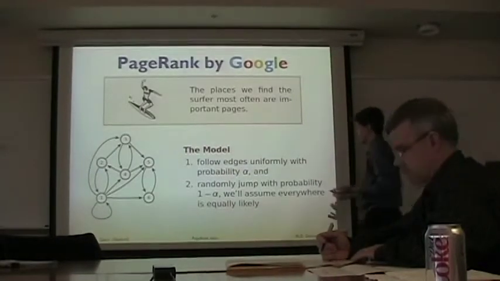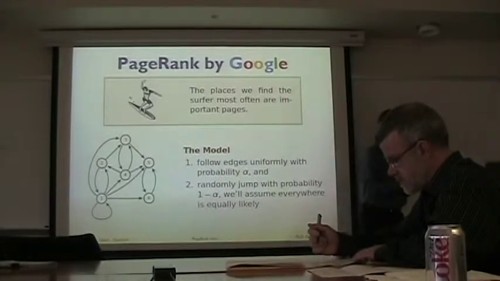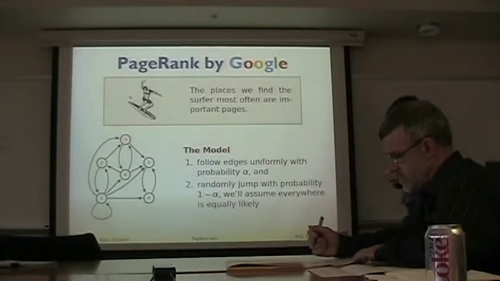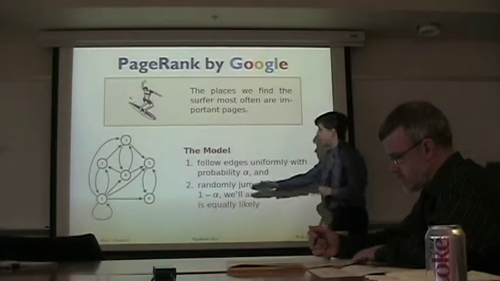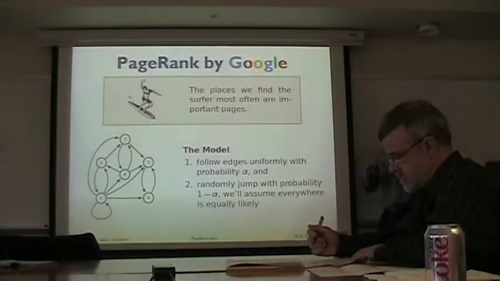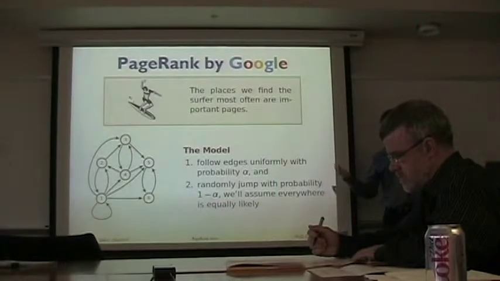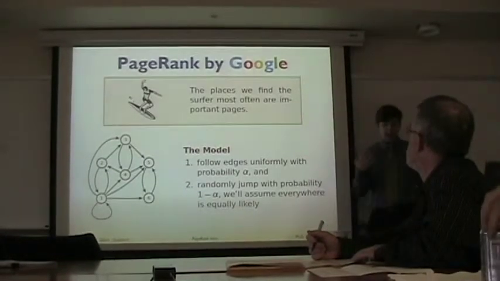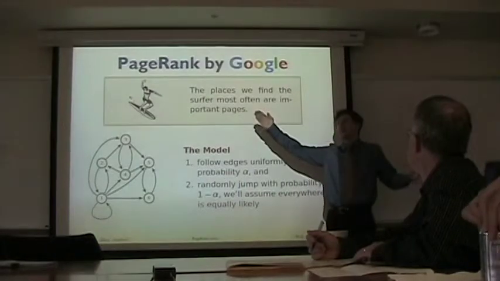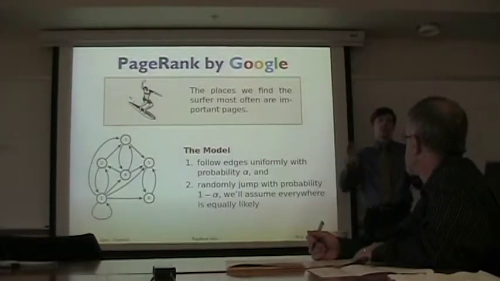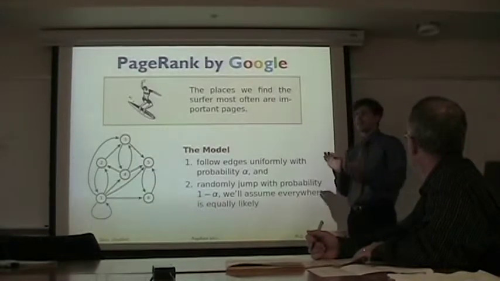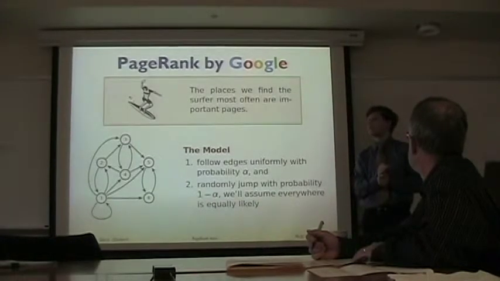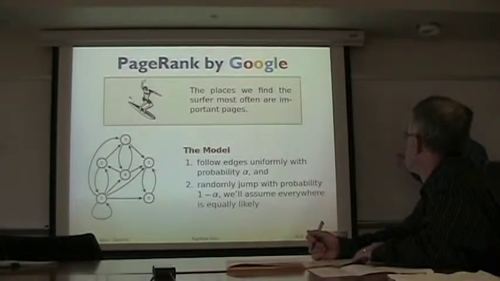And the way the model works is you simply say, okay, with probability alpha, people are going to click on a link on a page and follow an outlink from that page completely at random. And then with probability one minus alpha, they're going to jump somewhere else in the graph at random, and arrive at a completely different page on the web. And the PageRank model says, okay, envision this process running out to infinity time, and then look at where this surfer is spending most of his time. Places the surfer is spending most of his time are going to be the important pages on the web.